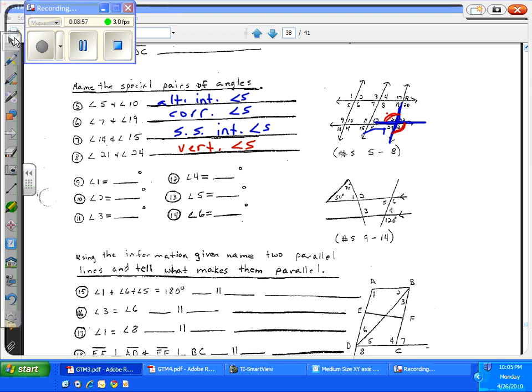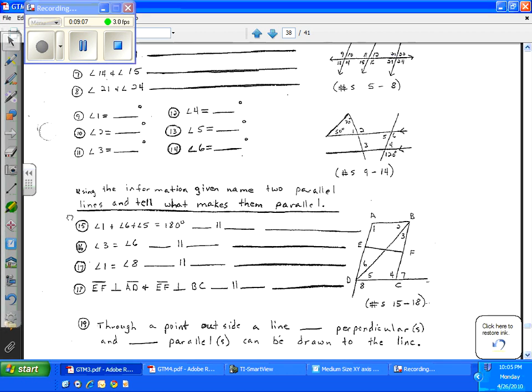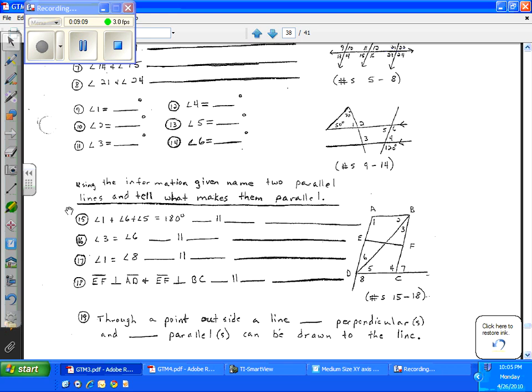Any questions on number 5 through 8? Numbers 5 through 8. Okay. All right, numbers 9 through 14. We're going to use everything that we have learned in geometry so far.